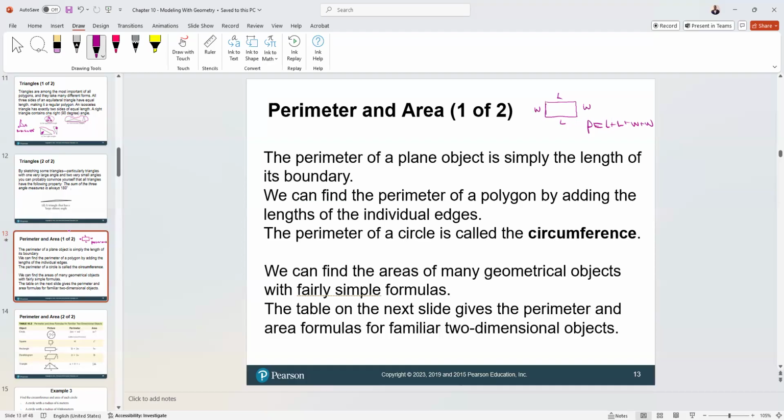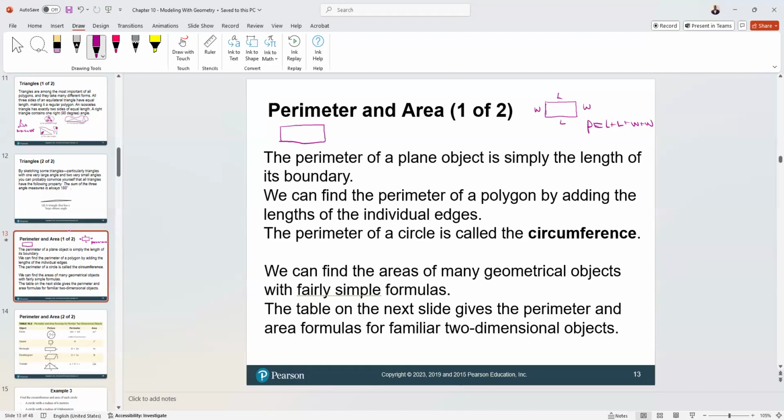If I have a yard and I want to build a fence around my yard, suppose my yard has a rectangular shape. If I want to build a fence around that yard, I need to know the perimeter. When I go to the store, they would ask me how many feet I need, because they know I need length and width, so that's perimeter. But we can find the areas of many geometrical objects with fairly simple formulas.